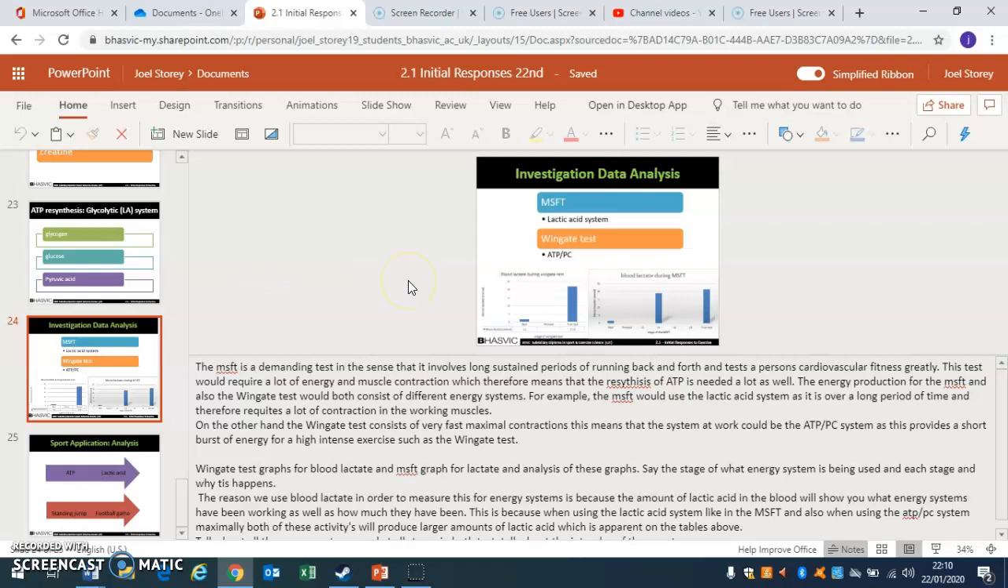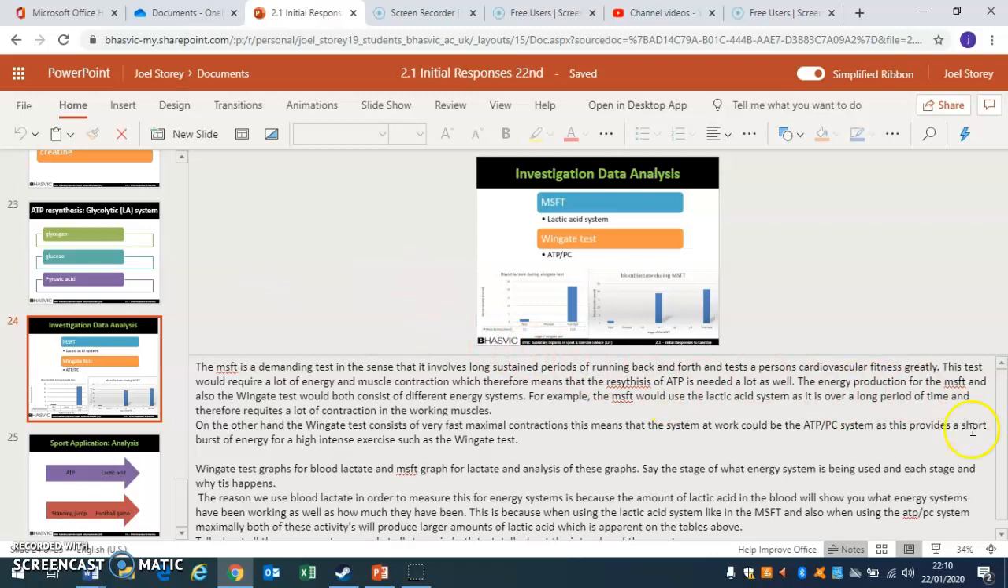The rest of the test would then be provided by the aerobic system, which takes a couple minutes to provide energy, but when it does, will provide energy for a long sustained period. Therefore, the rest of the test's contraction and energy will come from this system.